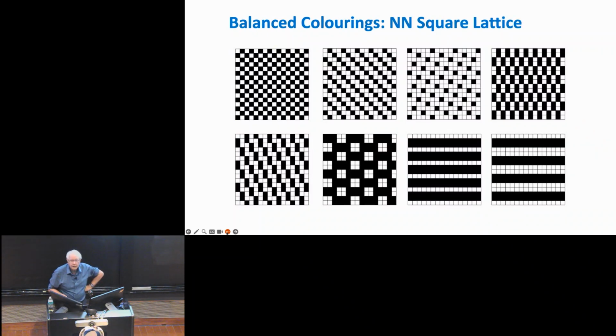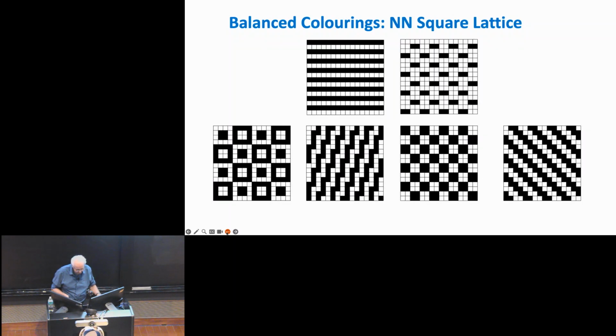Now, a long time ago, Marty and Yang Wang looked at balanced colorings on the nearest neighbor square lattice. They classified them all. So we're now getting towards the lattices, and there are these 8, and then there are these as well. And some of these are quite surprising.